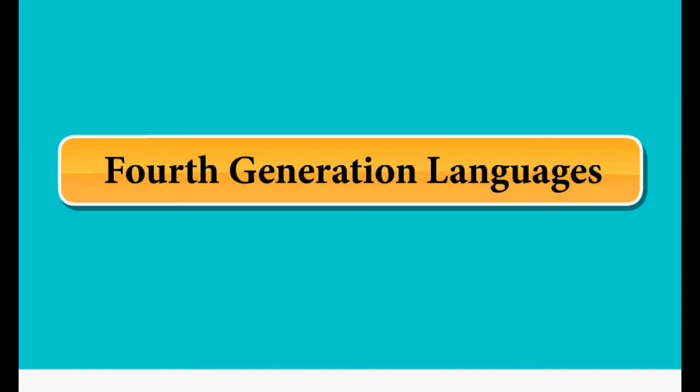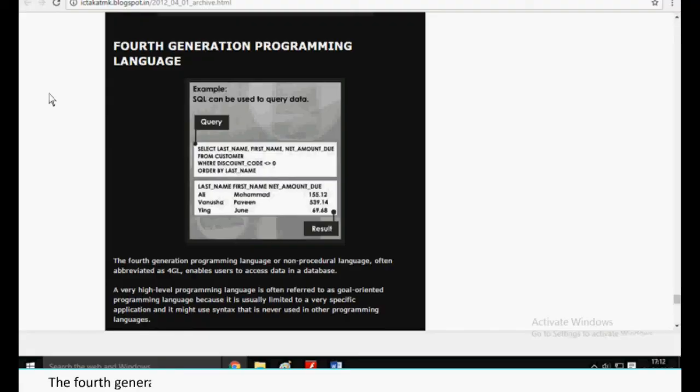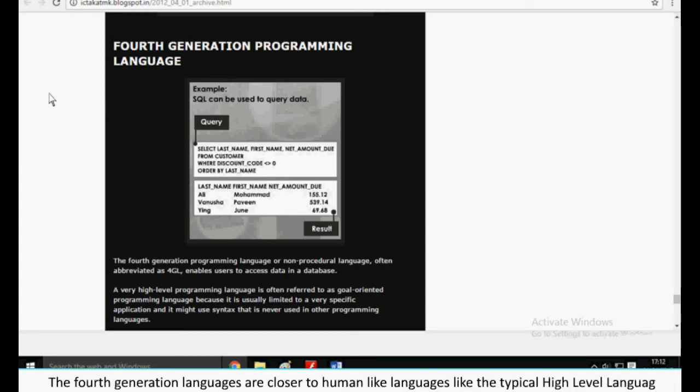Fourth generation languages. The fourth generation languages are closer to human-like languages than the typical high-level languages. They are easier to learn and write. These programming languages are designed to reduce the overall time, effort, and cost of software development. Examples are Oracle Forms, PL/SQL, SQL.